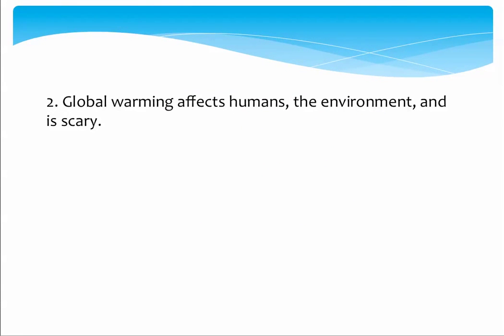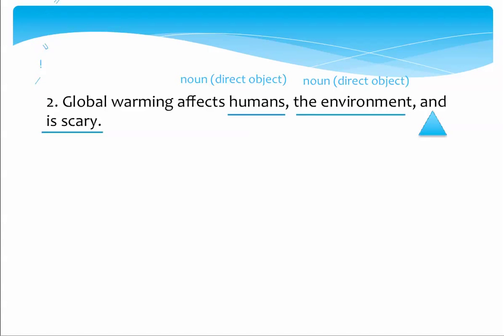Number 2, global warming affects humans, the environment, and is scary. What am I joining? Humans, the environment, and is scary. Humans is a noun. It's functioning here as a direct object. The environment is also a noun functioning as a direct object. But the last element, I have a linking verb and a predicate adjective. This is not going to work. I have to figure out some way of completely rewriting this sentence so that I can bring it into balance.